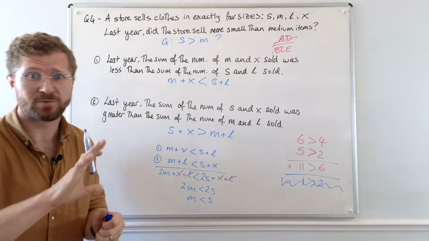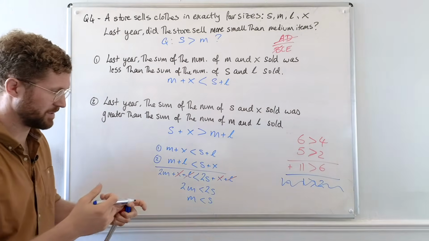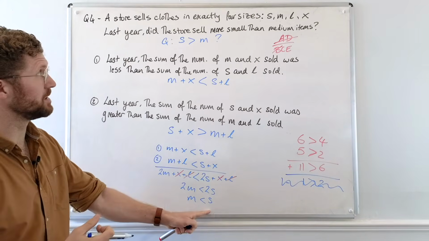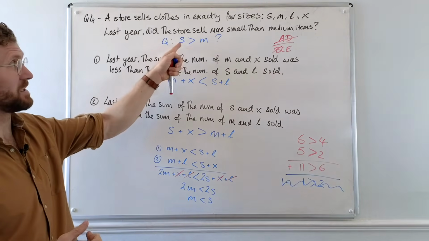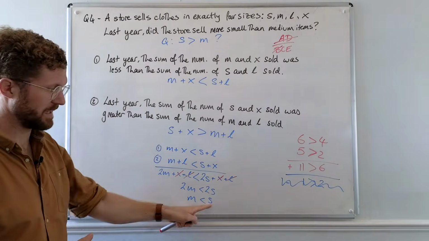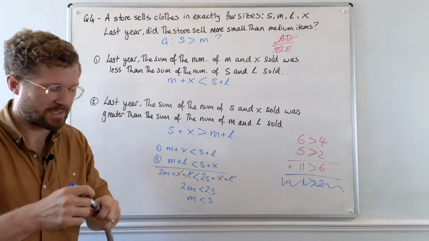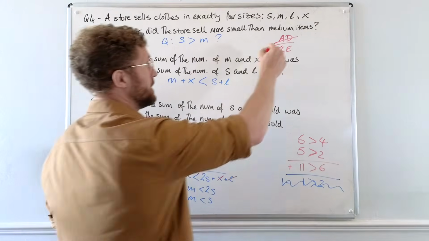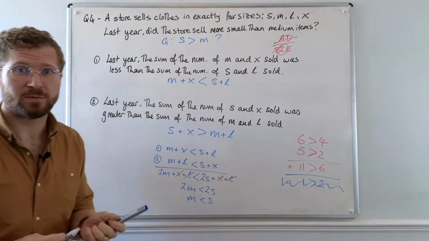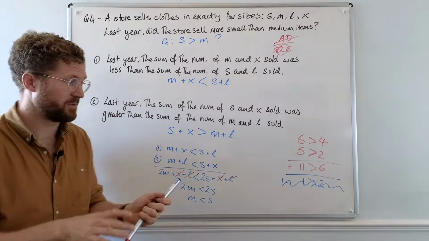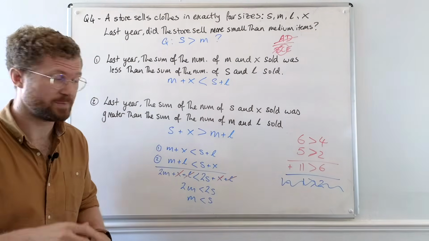2 is a positive number, so I don't have to worry about flipping the inequality sign around. And I've got M is less than S. We'll go back to the question I was asking, is S greater than M? Well, S is greater than M. Yes, I can tell from both statements together. I can tell that C is going to be the answer to this one. Both together are sufficient. Answer to this question is going to be C.